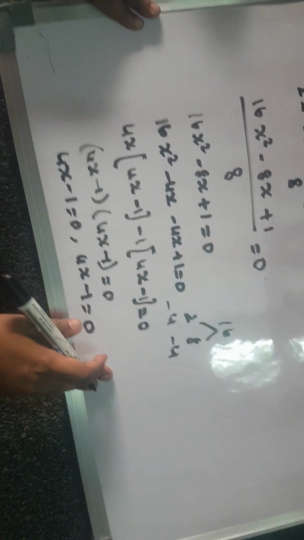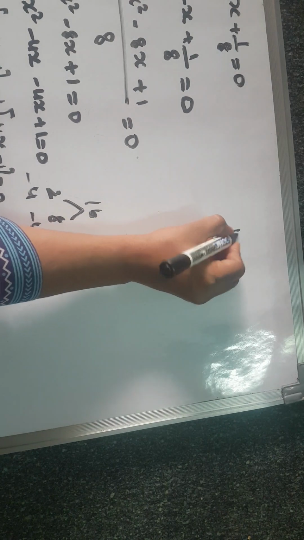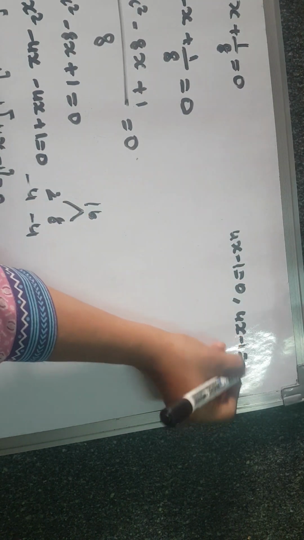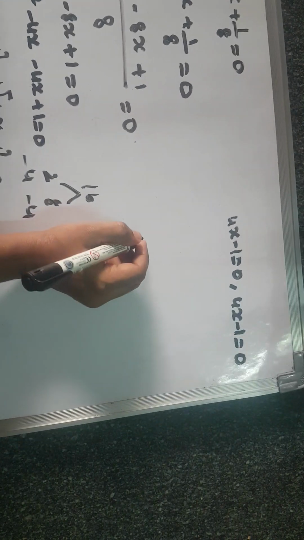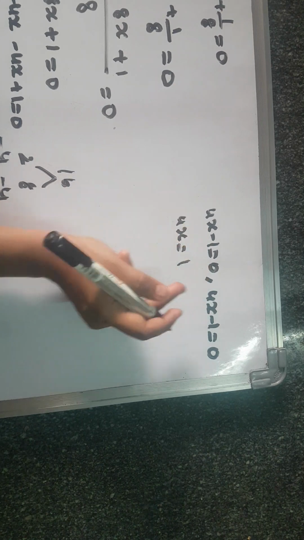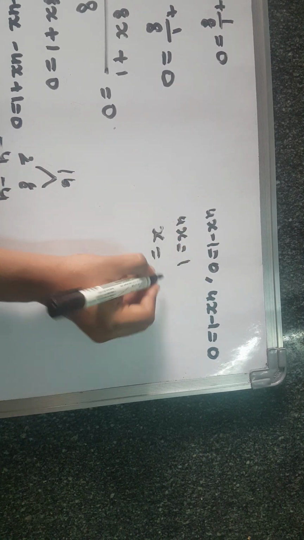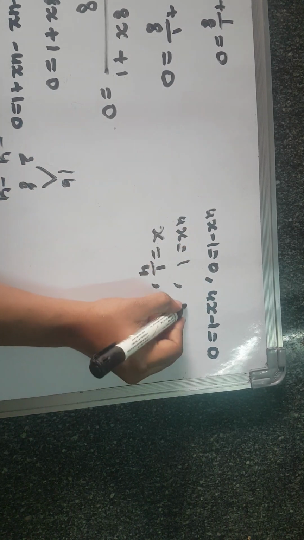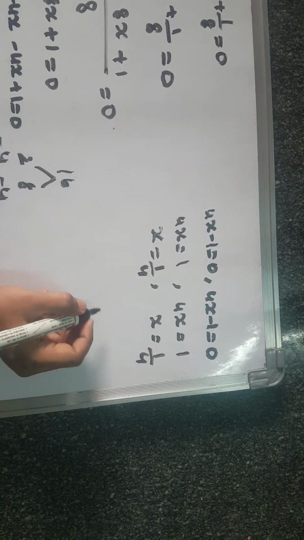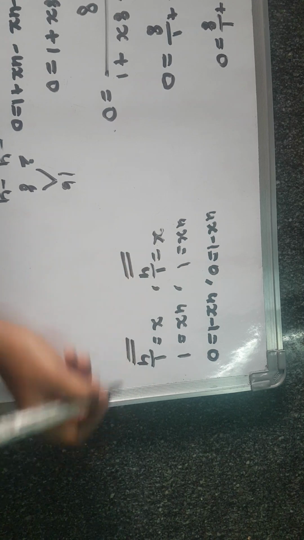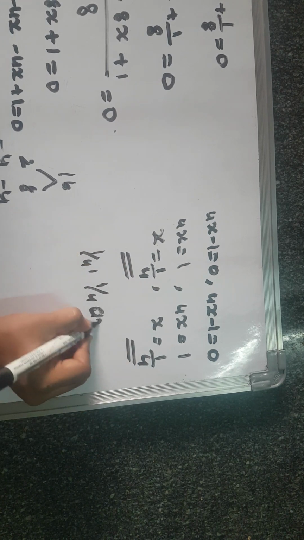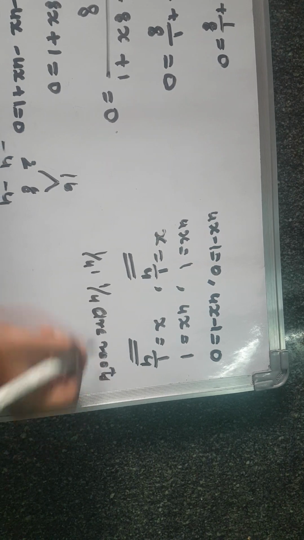Now this value becomes 4x minus 1 equals 0, and 4x minus 1 equals 0. Now what does this value become? 4x equals 1, so x equals 1 by 4. Same process here: 4x equals 1, x equals 1 by 4. So 1 by 4 and 1 by 4 are the roots of the given equation.